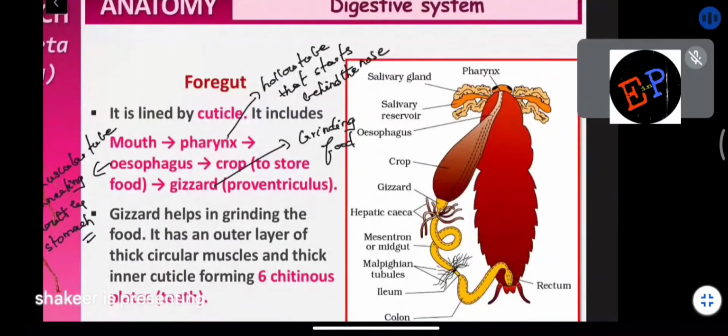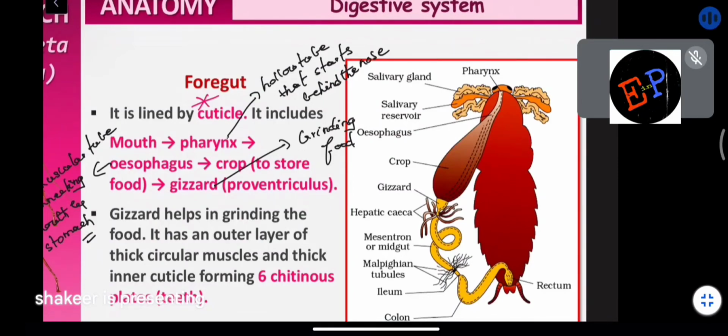Clear, no? So foregut. Foregut is lined by cuticle. This is one important point. You find cuticle in plants also, no? Are you able to understand? A thin waxy substance is called cuticle, which is responsible for stopping the transpiration of water. Cuticle is present on the stems of plants and on the surfaces of the leaves. But here, this foregut has a layer which is called cuticle. So here also there is a cuticle.